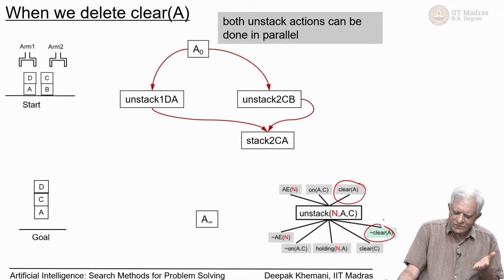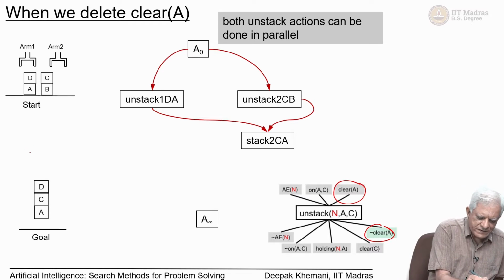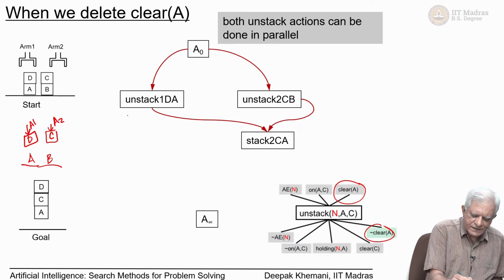So, when we do that, then we can obviously do stack C onto A. We are holding C and A is clear, because both this D and C have been picked up from this thing. What is the situation? The situation is A is on the table, B is on the table, and D is held by arm 1 and C is held by arm 2. After this first action, this is the situation.